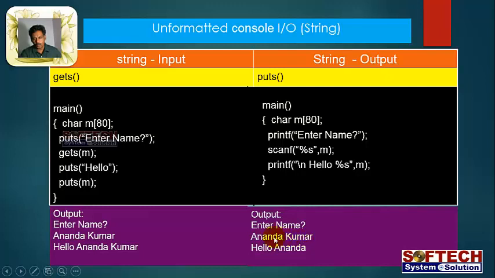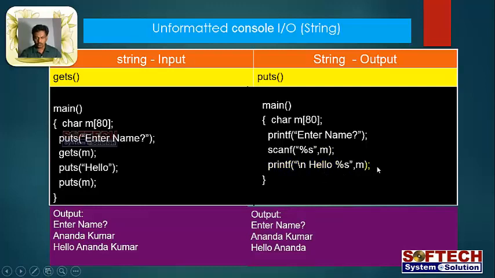So for Ananda Kumar, scanf assumes this is two inputs, because a blank space is a separator for two inputs in the scanf function. Ananda is one input and Kumar is another input, but here we use only one variable, so Ananda is stored to m. Kumar is understood as another input, but only one variable is available in scanf. So Ananda is stored to m, and it displays hello Ananda only.